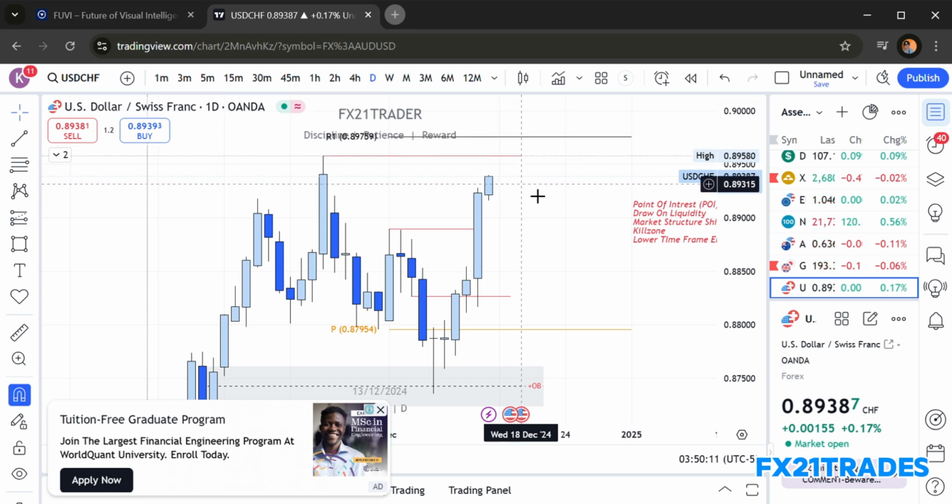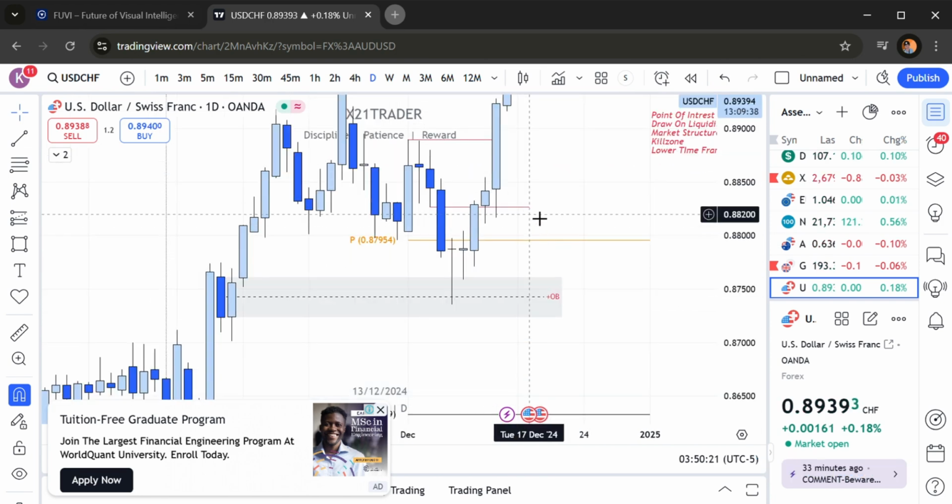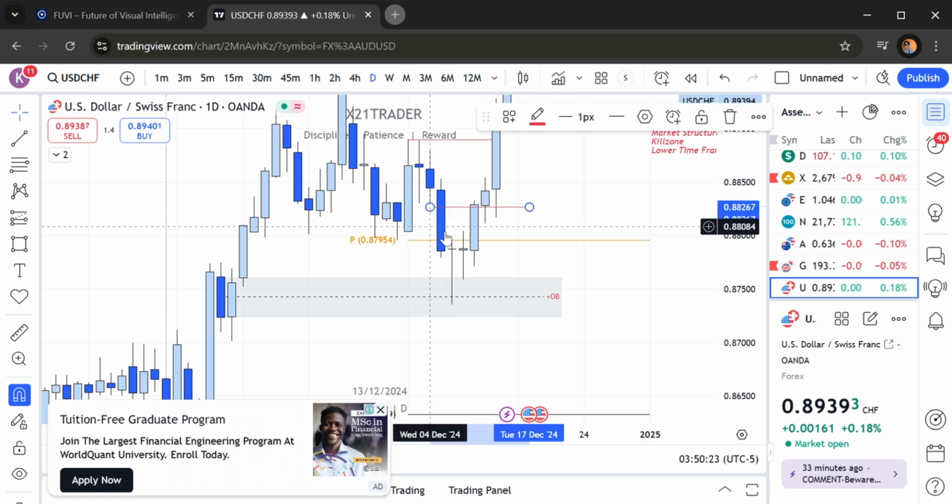Hopefully by the end of Friday we would have reached there, though there is no news, so I'm not sure about that. But once price closed above this fair value gap here, it became an inversion. It inverted it. So we used the same fair value gap to go higher. So once price comes back to this fair value gap, we expect price to go higher.